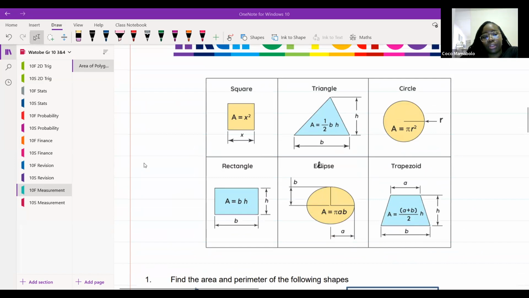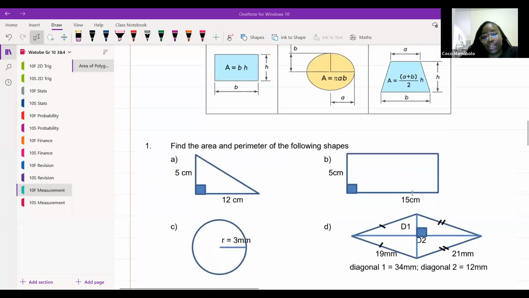You've got 5 seconds. 5, 4, 3, 2, 1. All right, there we go.